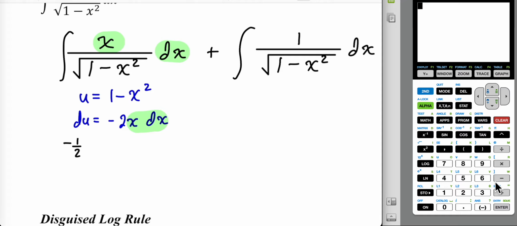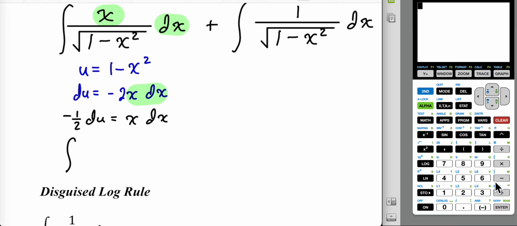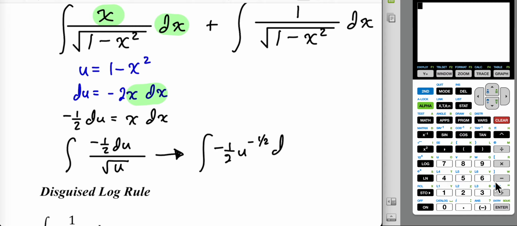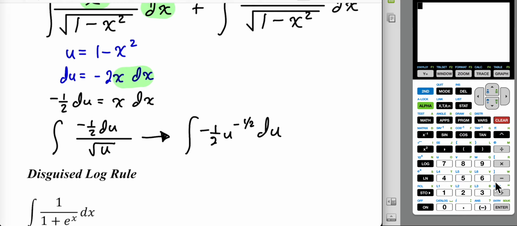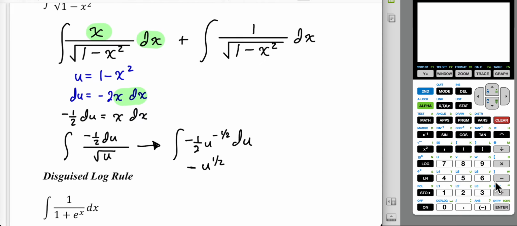I'd get negative 1/2 du is equal to x dx, in which case I'd be looking at negative 1/2 du, or quality u, over the square root of just a u, which I could rewrite as negative 1/2 u to the negative 1/2 du, which would anti-differentiate, oh, put the emphasis on the wrong syllable there, to u to the 1/2 divided by the new exponent, and you get a negative 1. So we'd have that part.